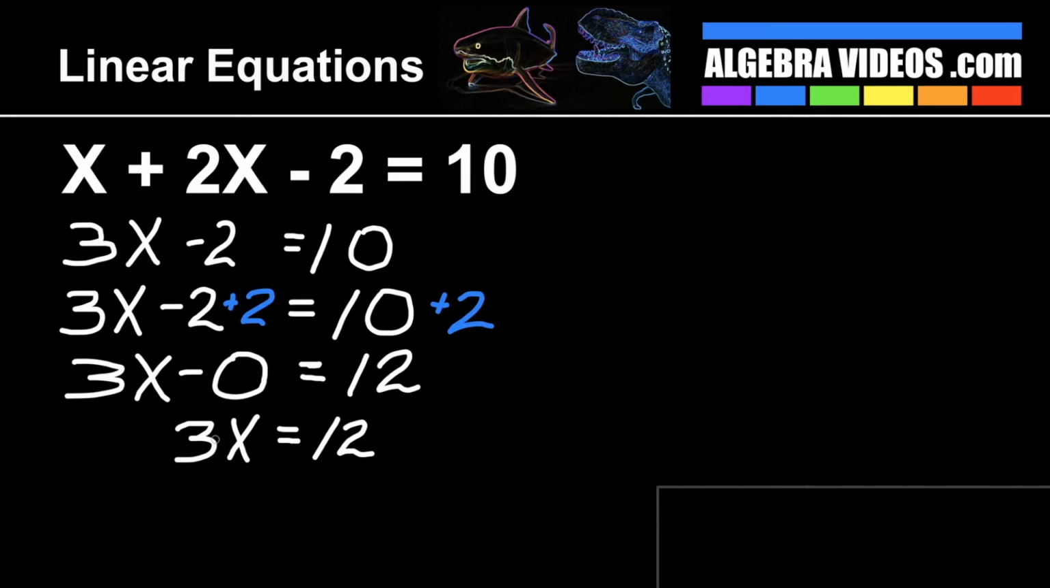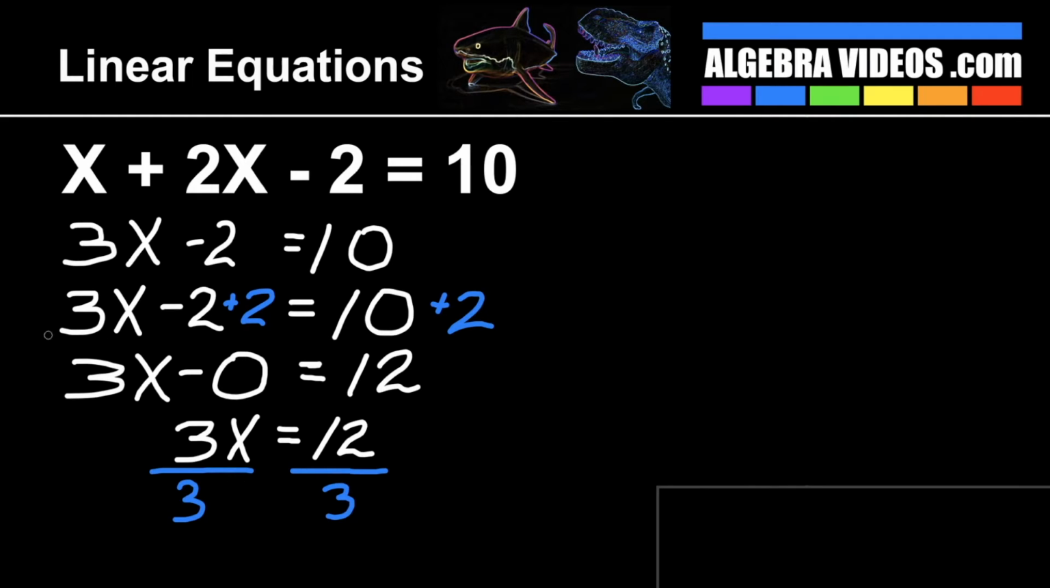And now I want to get rid of the 3 so that I'll get x by itself. So how do I do that? Well, once again, I'm going to use that rule that says you can do anything you want to both sides of the equation as long as you do the same thing to both sides. So I'm going to divide both sides of the equation by a number of my choice, but I'm going to choose the number 3. And there's a reason for that.